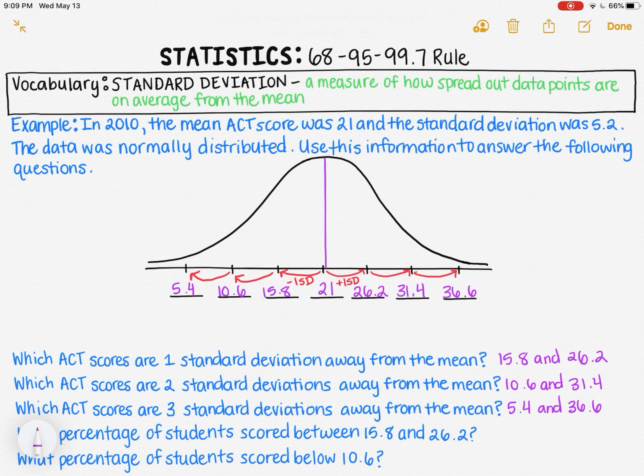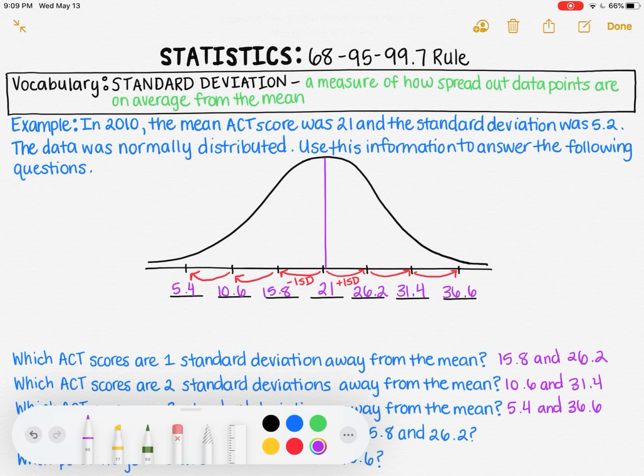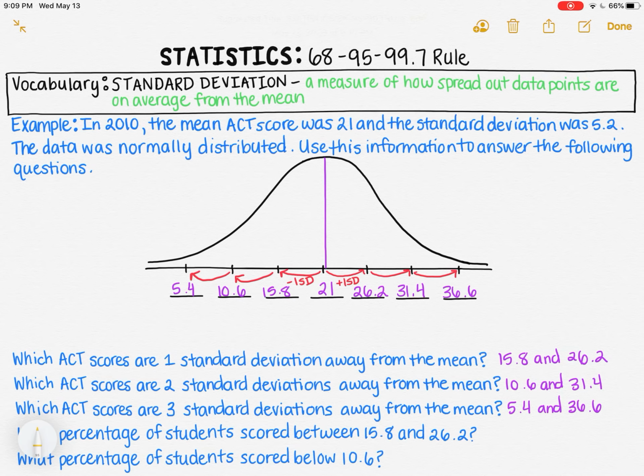The next question asks, what percentage of students scored between 15.8 and 26.2? Now you might be wondering, how can we figure out a percentage of students? All we know right now is what scores are different standard deviations away from the mean. Well, this is where the 68, 95, 99.7 rule comes in, which is a rule that you just have to remember, what percentages of people are in which parts of the curve.